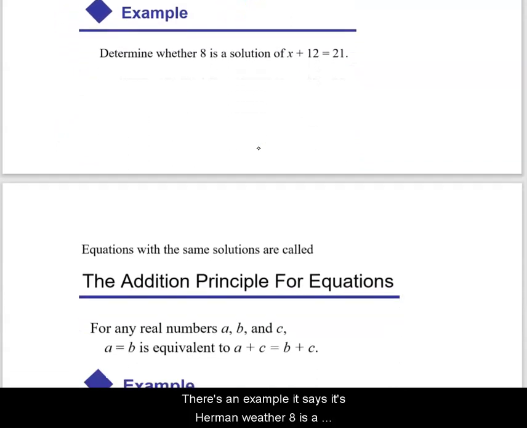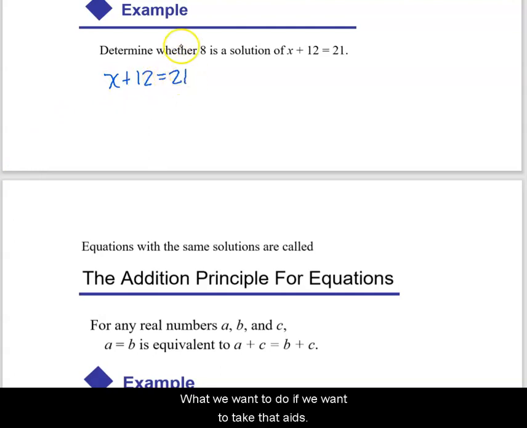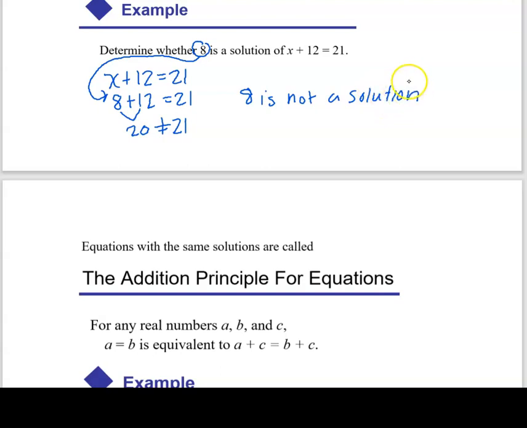So here's an example. It says determine whether 8 is a solution of x plus 12 equals 21. So if we've got x plus 12 is equal to 21, what we want to do is take that 8 and plug it in for x. Is 8 plus 12 equal to 21? 8 and 12 is 20, and 20 is not equal to 21, so 8 is not a solution. It doesn't work.